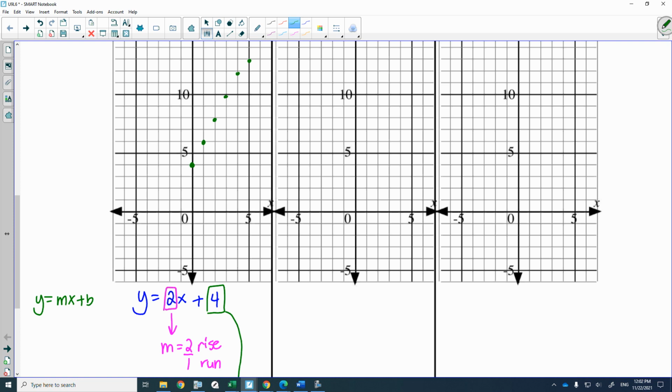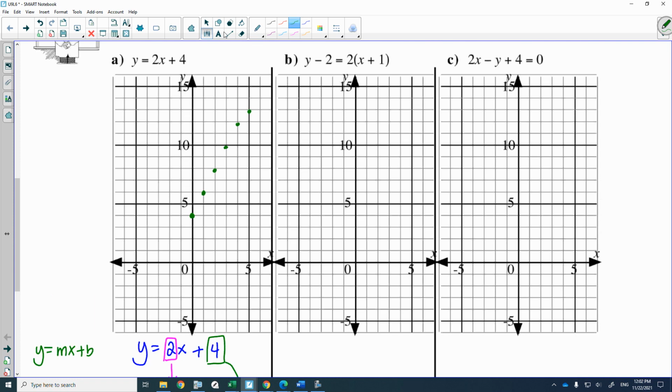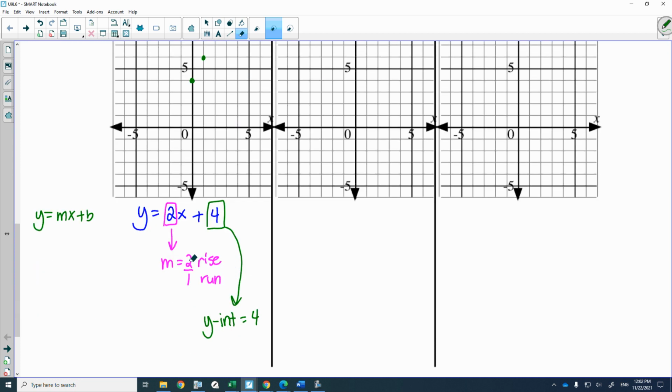Make sure, oh, that one's wrong. Make sure you're able to go in the opposite direction as well. So if I said, what's the opposite of rise 2, run 1? It would be fall 2, left 1. So from here, I'm going to fall 2 and go to the left 1.